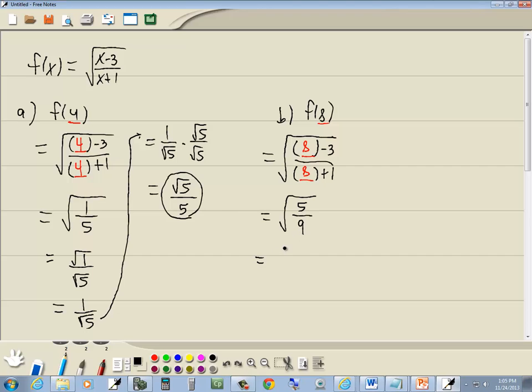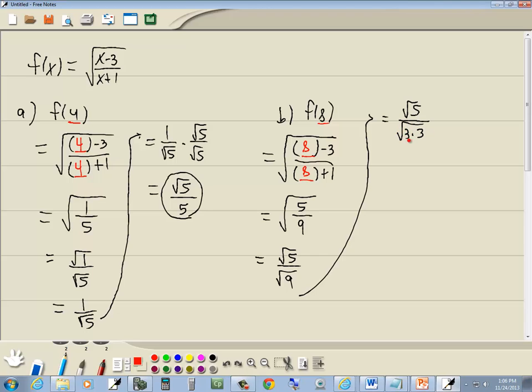Now, we can't have a fraction inside of a square root, so we'll split it up. Put a square root around the top and a square root around the bottom. Well, we can't have a square root in the denominator, but I can simplify that a little bit. 9 is 3 times 3, like that. And now, once I've started simplifying, I see something nice is going to happen.